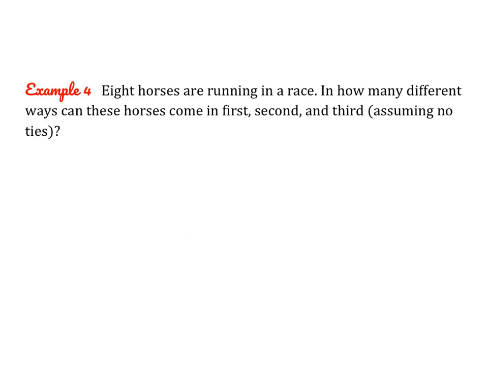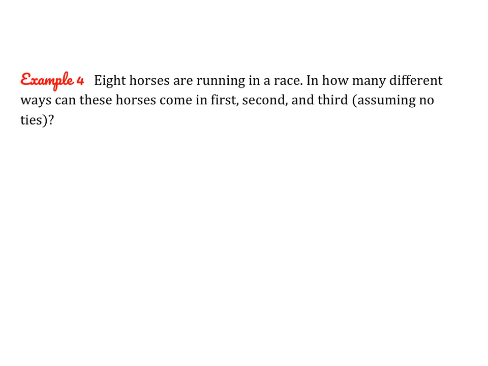All right, now let's try one where we are not using all of the elements. So here we have 8 horses that are running in a race, and how many different ways can these horses come in first, second, or third? So here we can certainly see that this is a permutation because the order matters. Getting second place is very different than getting first place. So here, let's try this first with counting principles, and then we can try it with our formula.